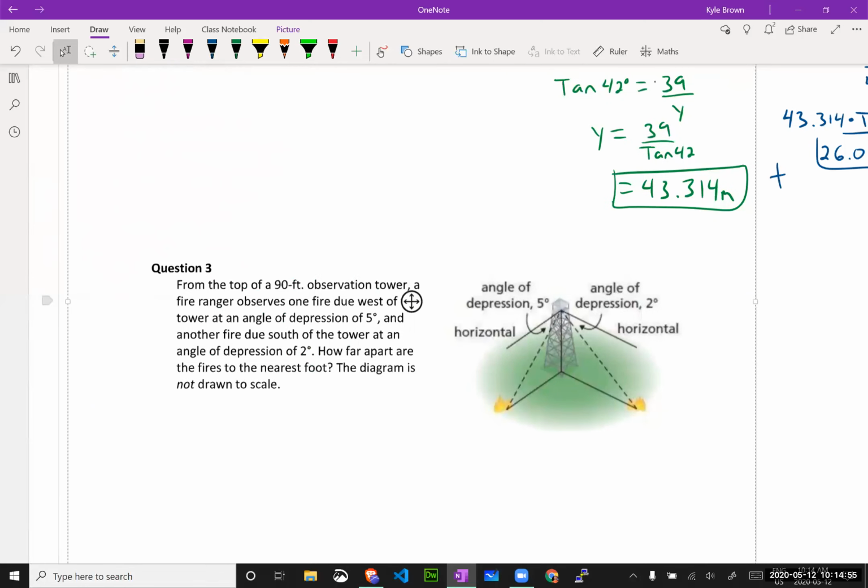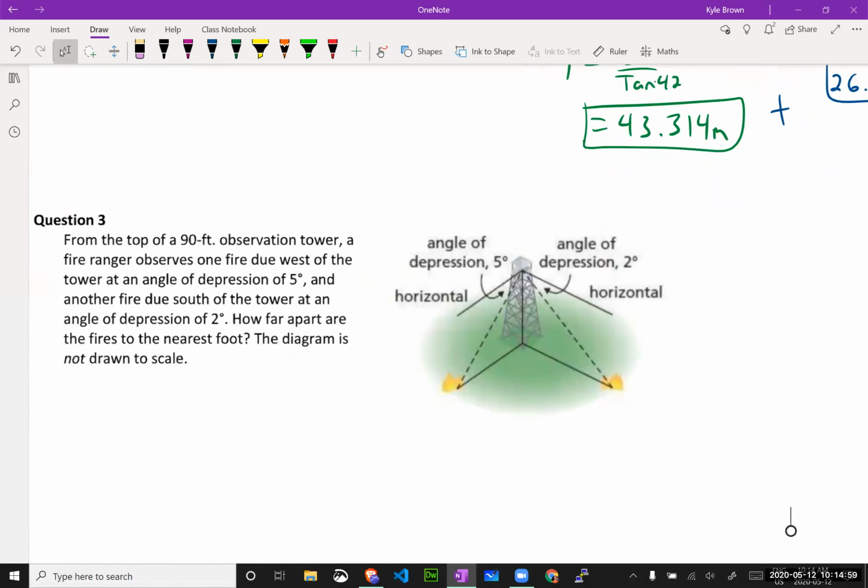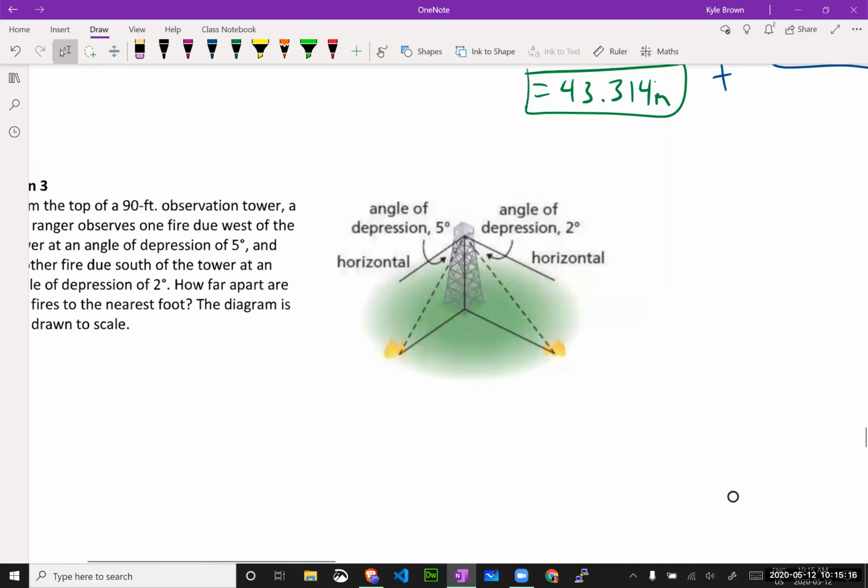Okay, so this one says from the top of a 90-foot observation tower, a fire ranger observes one fire due west of the tower at an angle of depression of 5 degrees, and another fire due south of the tower at an angle of depression of 2 degrees. And it says, how far apart are the fires to the nearest foot? All right, so they are looking for this distance from here to here.